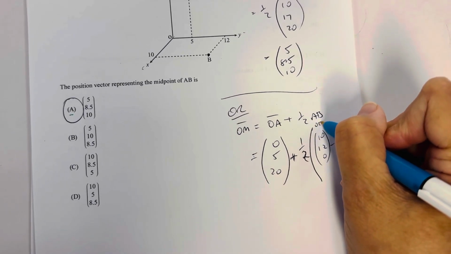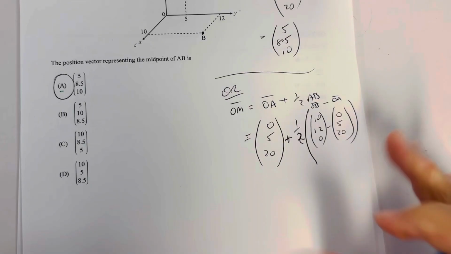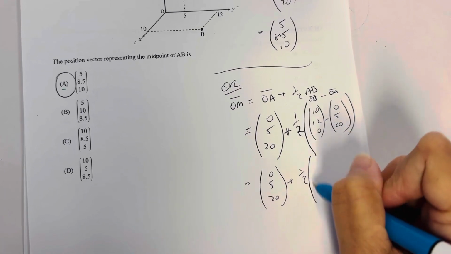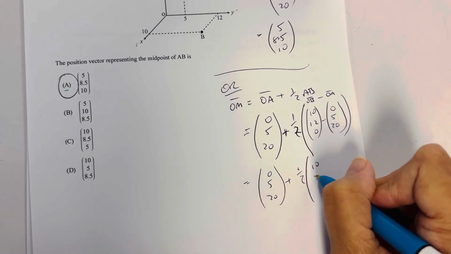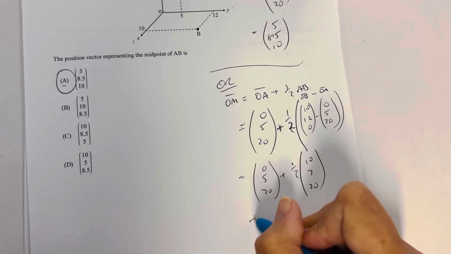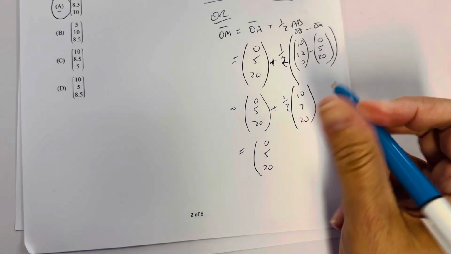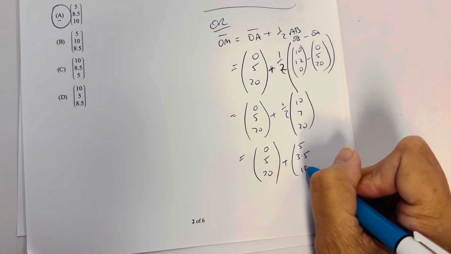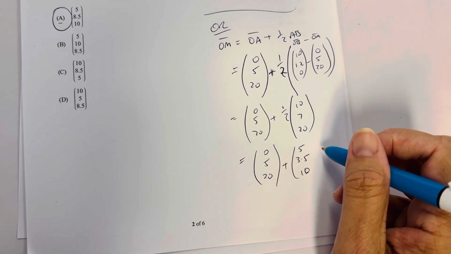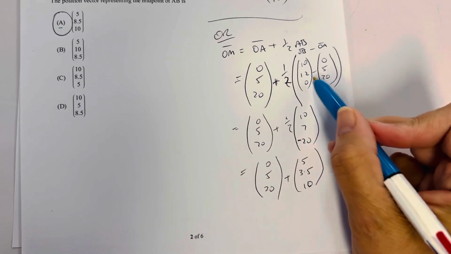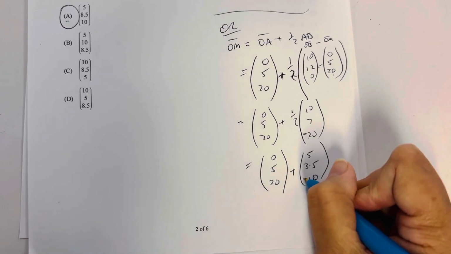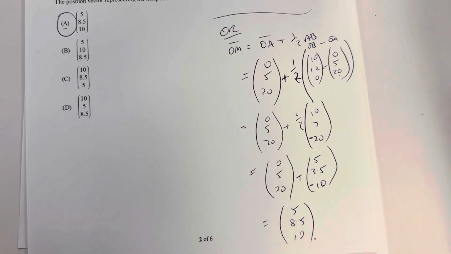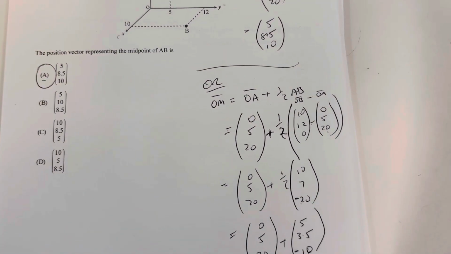Because remember, AB would be OB take OA. So that's (0, 5, 20) plus a half of (10, 7, -20), which is (0, 5, 20) plus (5, 3.5, -10). Oops, I should have made that negative 20, because that was 0 take 20, negative 20, giving me negative 10, which does give me 5, 8.5 and 10. So you get the same answer if you go that way.